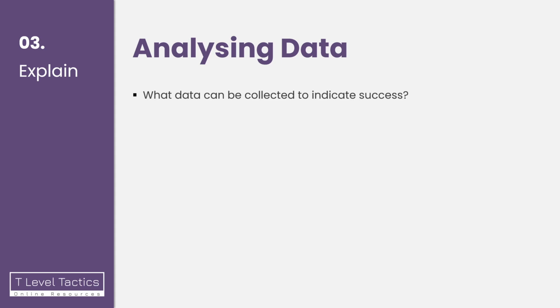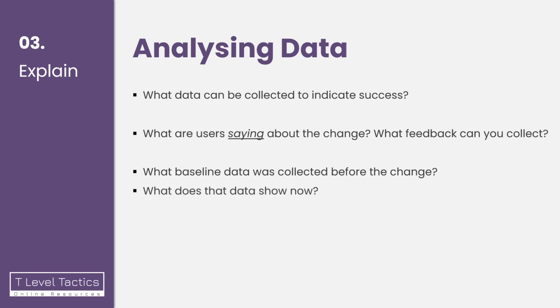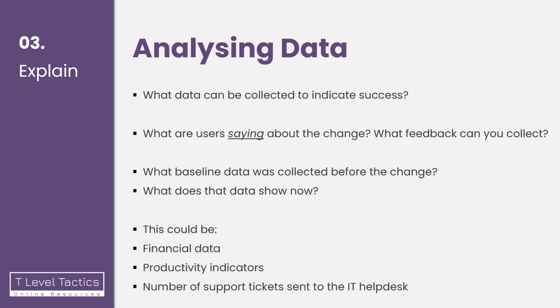Now, in terms of data, what kinds of data could we collect to indicate success? We've already mentioned qualitative and quantitative data. So in terms of qualitative, well, what are users saying about the change? What feedback can you collect there just by talking to people? Or you could use an online form that they could fill out if you wanted to. What baseline data did you collect before the change to measure performance? And what does that data show now? Those same metrics you were using to measure that baseline, is it showing an improvement now? Or is it actually showing a decrease in productivity? It could be financial data, productivity indicators, or even the number of support tickets sent in to an IT help desk for help with issues.